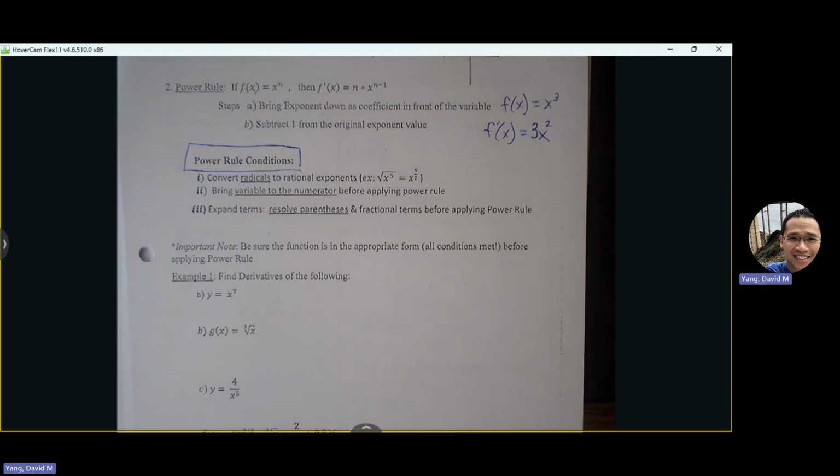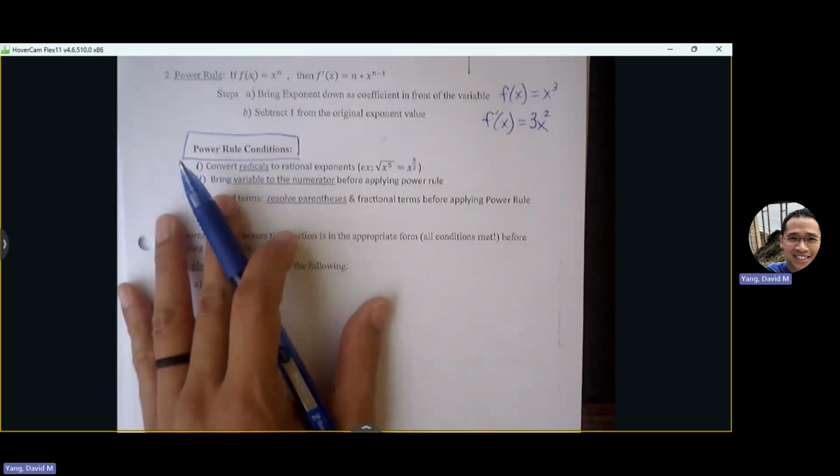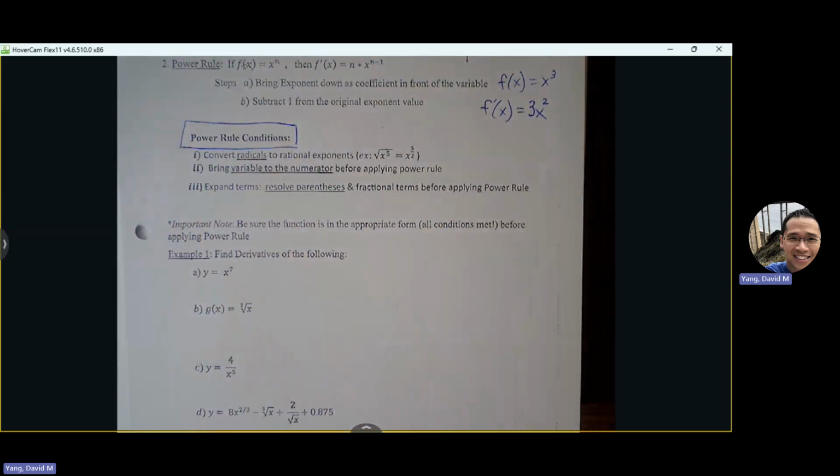And last is we want to expand the terms. We need to resolve all parentheses and fractional terms before applying power rule. So if we see any parentheses in the way, we've got to expand it, clean everything up, and then we do power rule once everything's cleaned up.